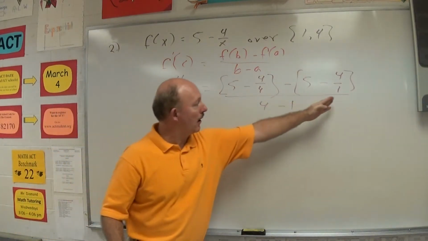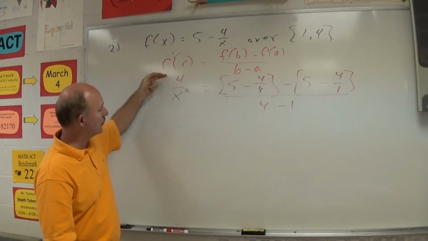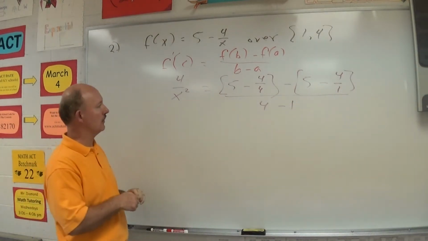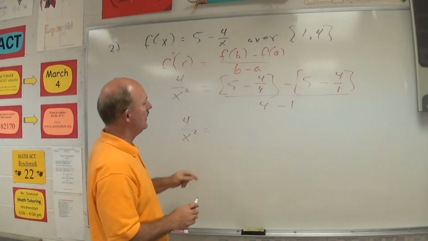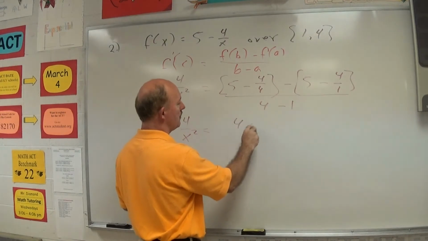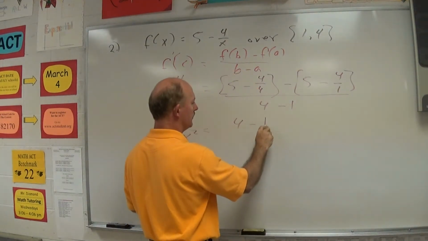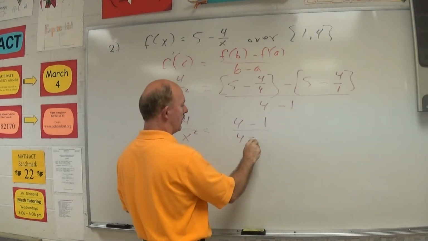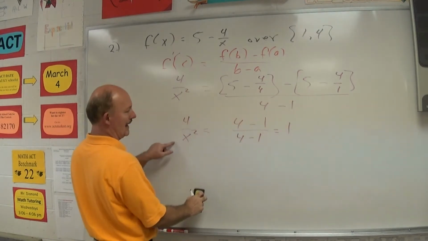Now let's simplify the slope of our chord, this expression here, set it equal to our derivative, and then solve for x. As we simplify this, 4 over x squared is equal to 5 minus 1, which is 4, minus 5 minus 4, which is 1. Now 4 minus 1 on the bottom gives us 1. So we end up with 4 over x squared equals 1.